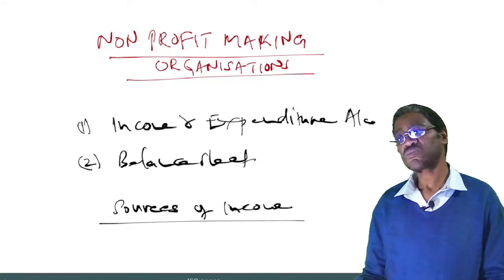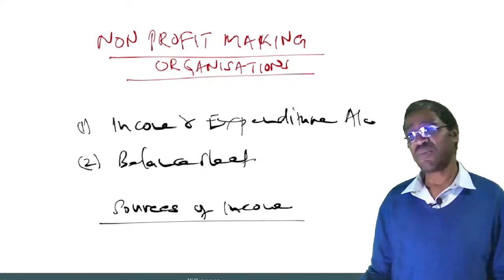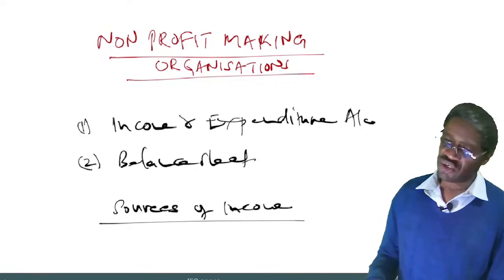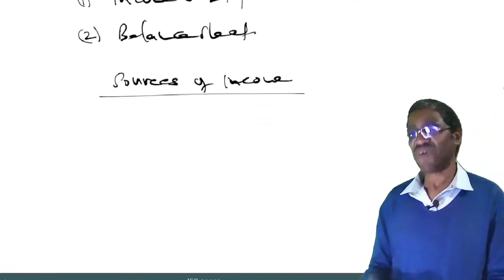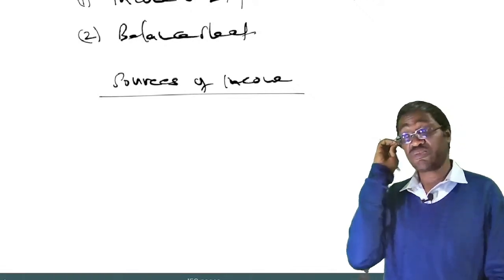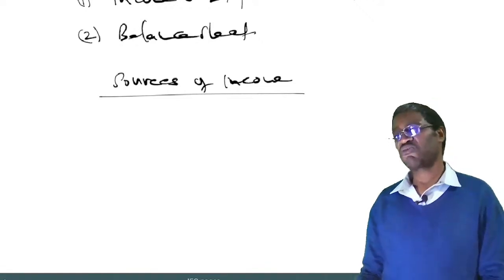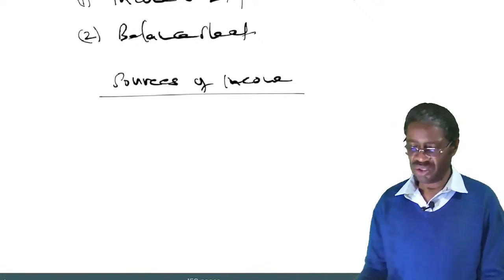Number 1, income and expenditure account. Number 2, statement of financial position. Good.